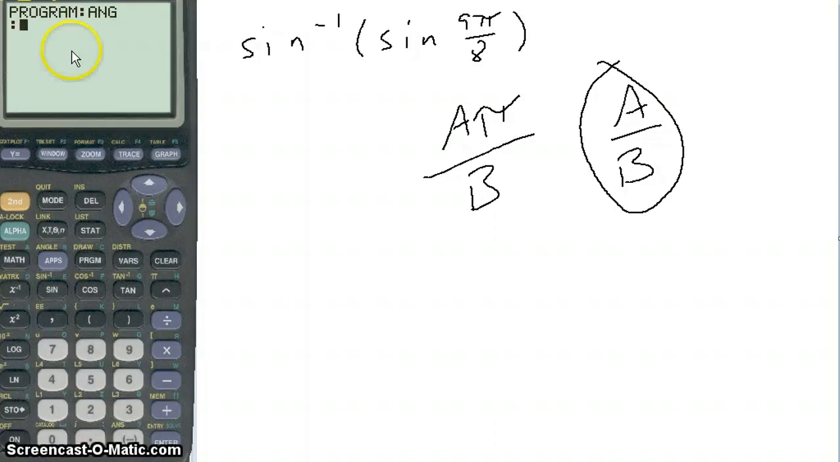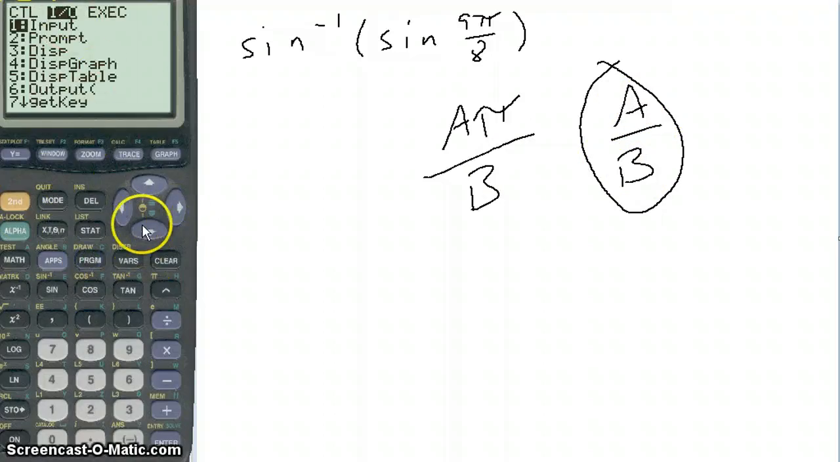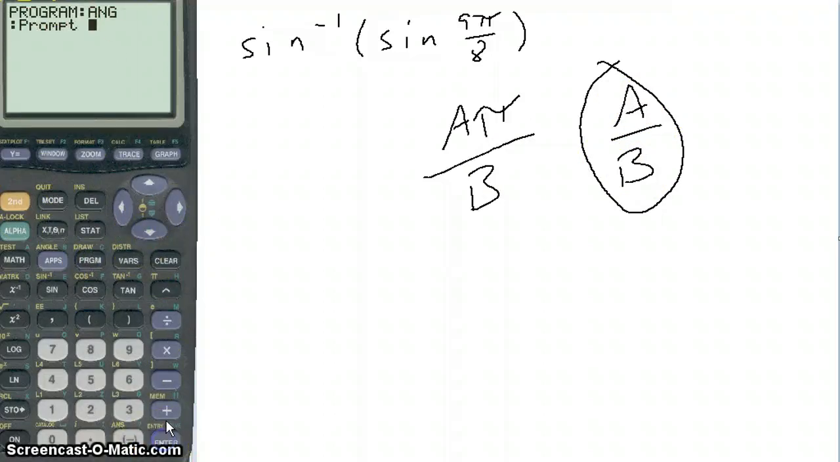All right, the first thing we need to do in our program is input the values for A and for B. To do that, you're going to hit the program key, go to IO for input output, prompt, enter, and we're going to enter alpha A, comma, alpha B. That's how you prompt the user to input the values for A and for B. Here we go, hit enter, we're ready for our next line.